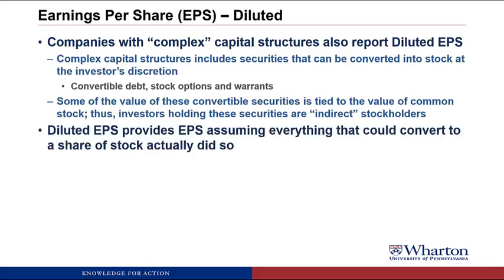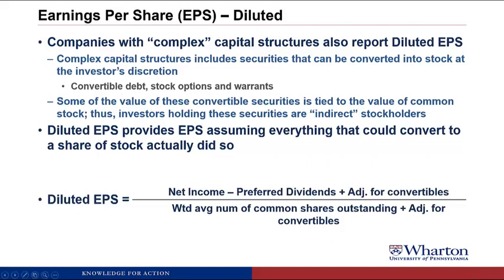So what diluted EPS is going to do is give you an EPS number assuming that everything that could convert to a share of stock actually did convert to a share of stock. The definition is going to be take net income minus preferred dividends, but then add an adjustment for convertibles. What would happen if they converted to common stock? And then in the denominator, we'll take the weighted average common shares outstanding, and again, adjust for the effect of these convertibles, assuming that everything that could convert would actually do so.